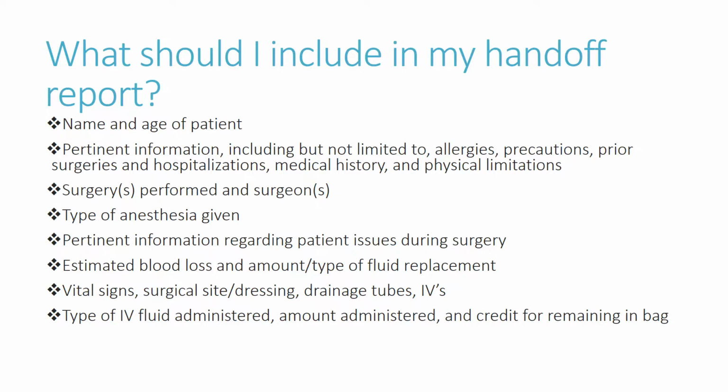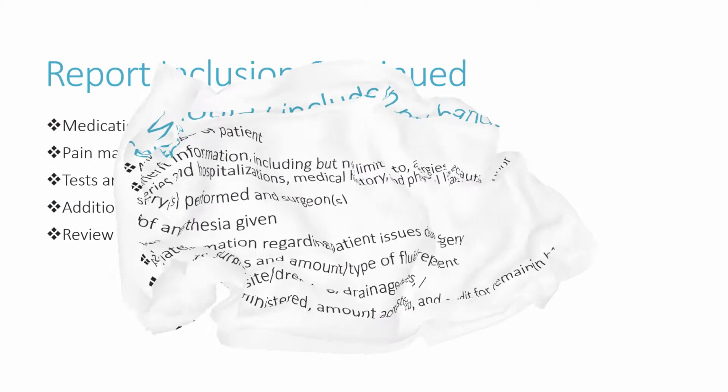What IV sites do they have? Do they have an arterial line? What type of IV fluids were given during surgery? How much fluid was given? And how much credit is anesthesia taking for any fluid remaining in the bag upon arrival to PACU? This is important to properly document I's and O's.